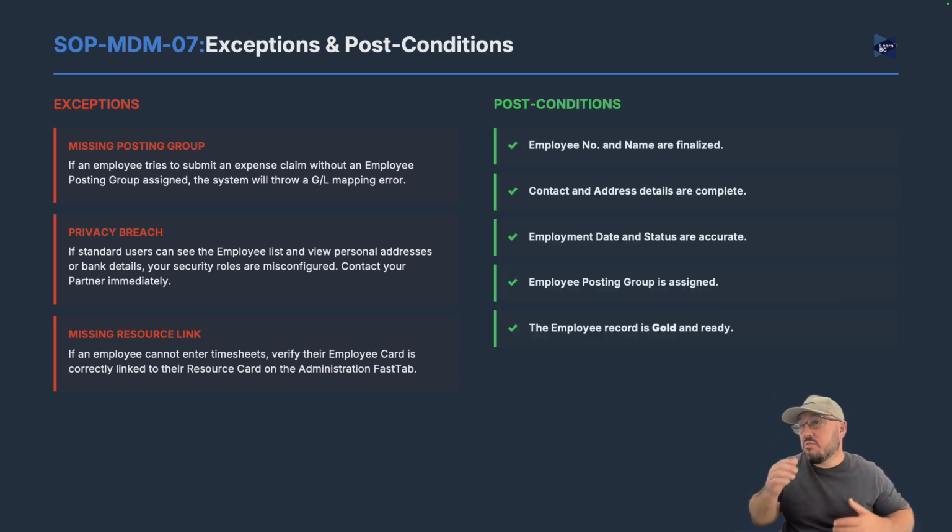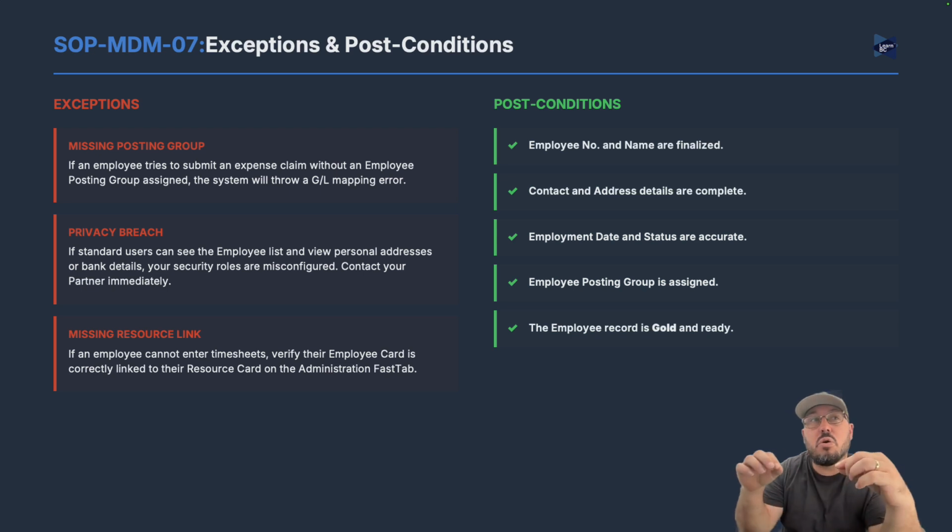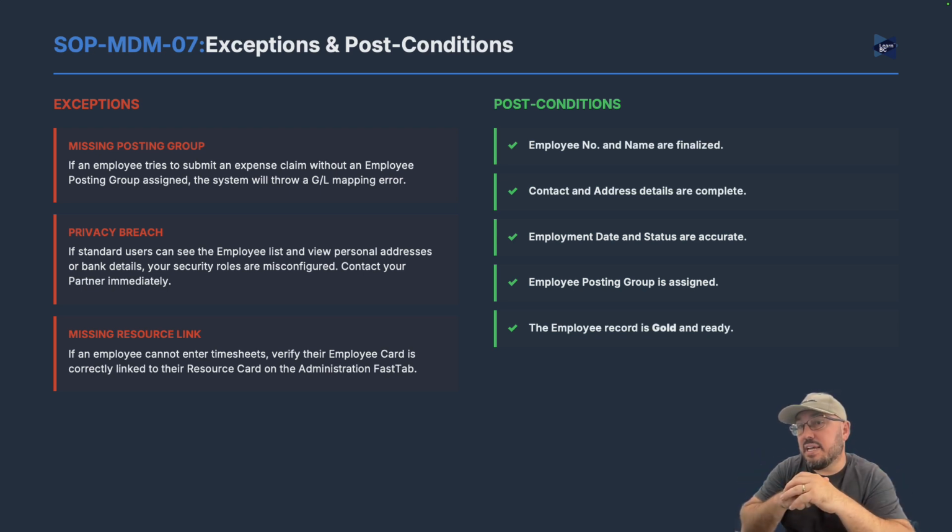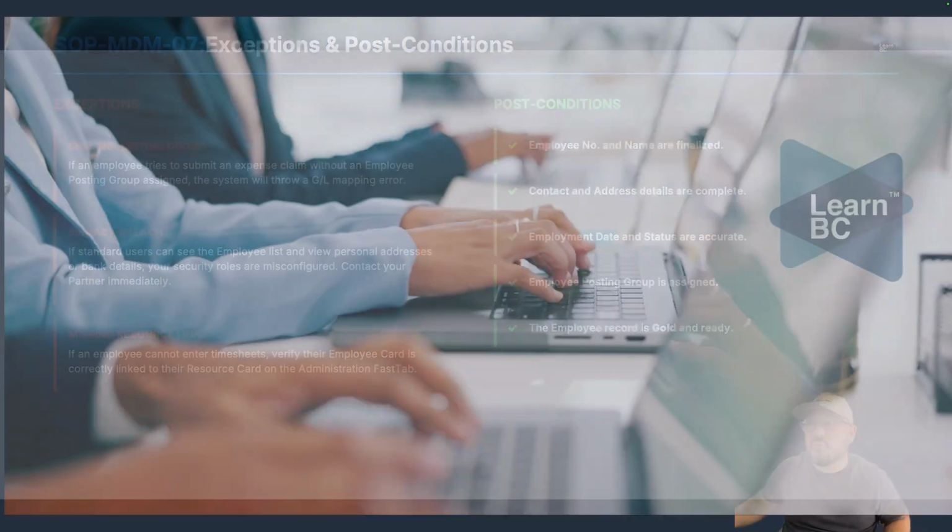Post conditions, what does it take to go to gold? Employee number and name, you've got your contact address and details, employment date, statuses, and all of the metadata. Employee posting group is done. You've got, I'll go further and say, their contract and their photographs are all filed within the same record set. You are in a healthy position to look at moving to gold. I would say that the employee card is now moved to gold. Let's go take a look in the next video at the resource card.